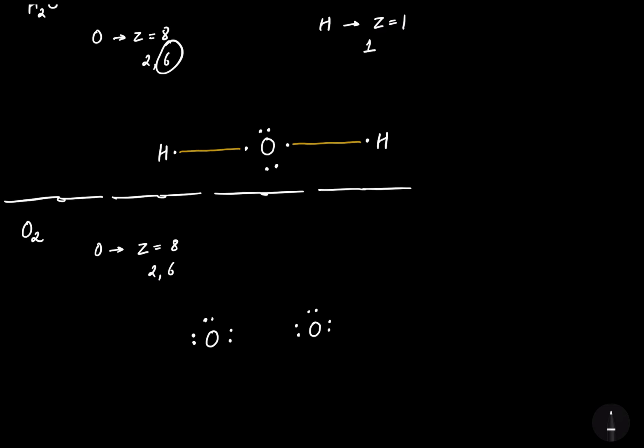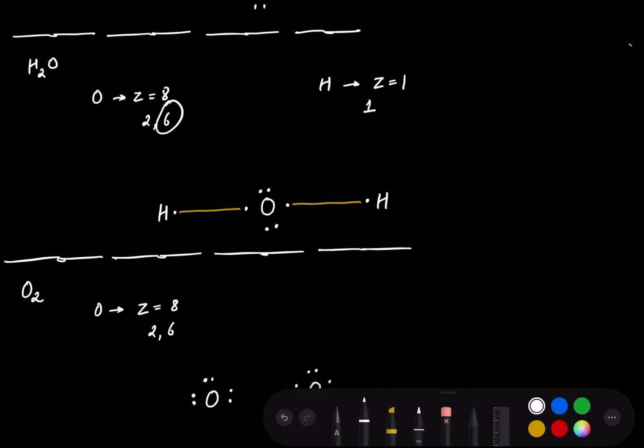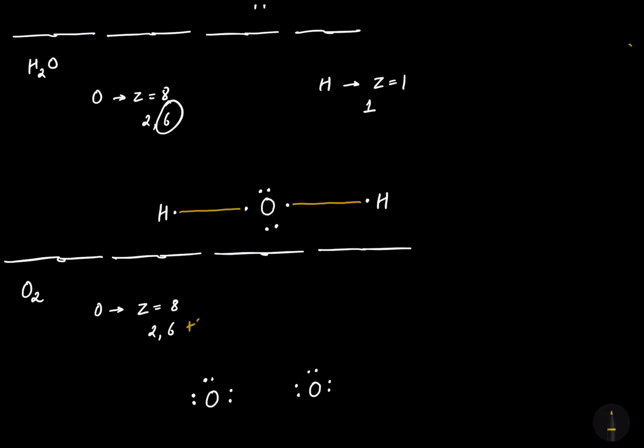Now by how many electrons is oxygen short of the octet? Oxygen needs only 2 electrons. It needs only 2 more electrons to achieve the stable noble gas configuration of neon.